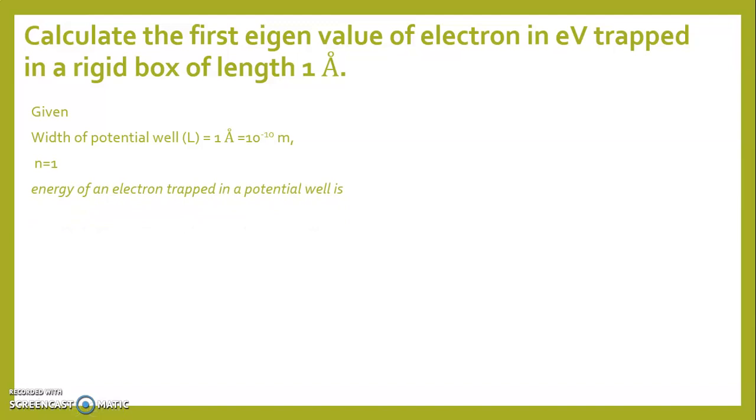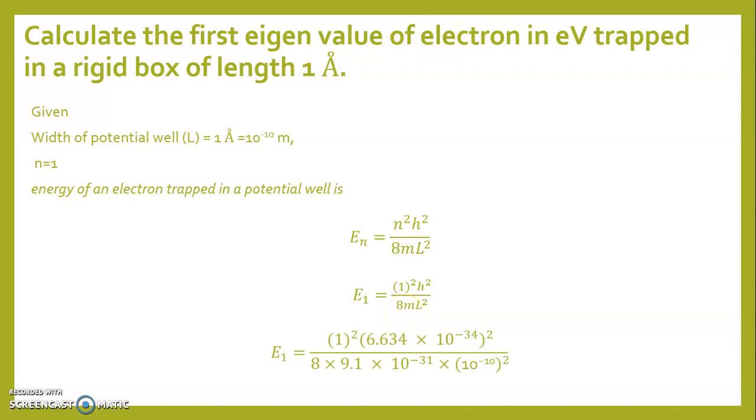So the energy of an electron trapped in a potential well or rigid box is E suffix n is equal to n square h square upon 8 m L square. This is the standard equation. Now when we have to find its first energy eigenvalue, we take n is equal to 1. So the equation becomes E1, by taking n is equal to 1.